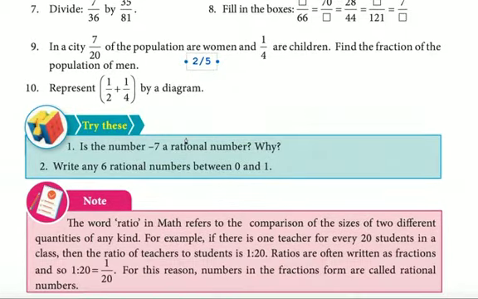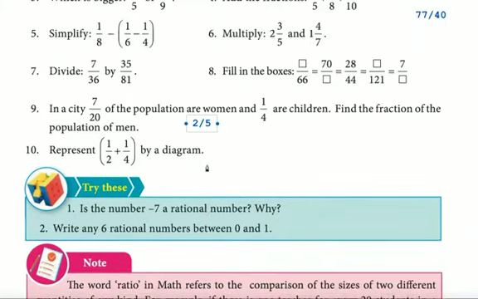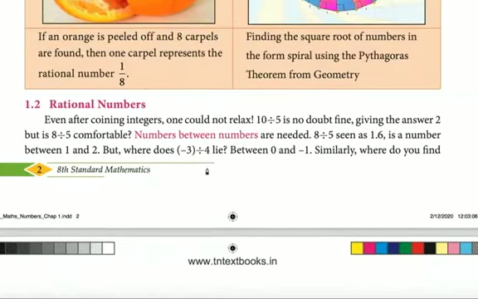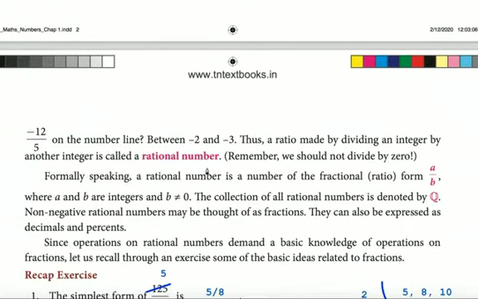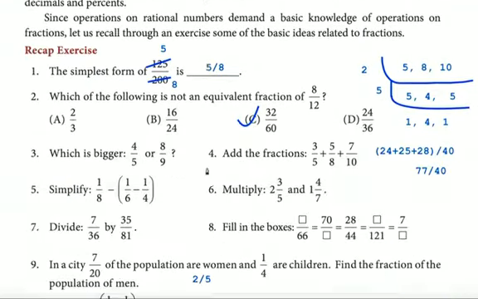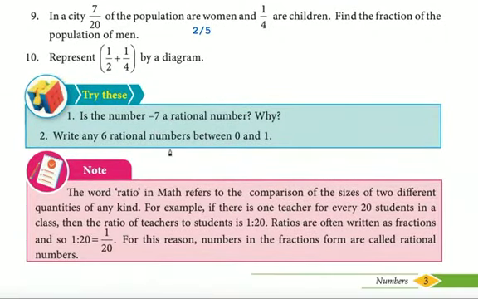Represent this by a diagram. Take a circle and represent this one. Is the number 7 a rational number? Why? Write any 6 rational numbers between 0 and 1. Okay, what is rational by definition? Can be written in the form of a by b. Okay, it cannot be written in the form of a by b, right? So that is not rational.